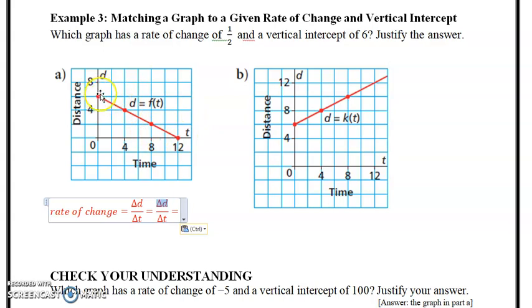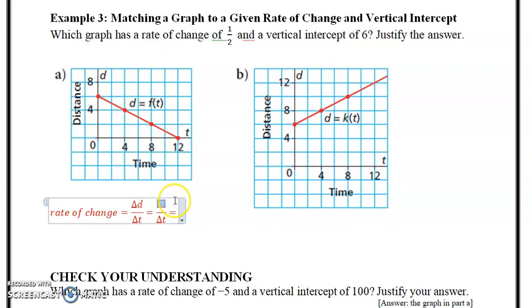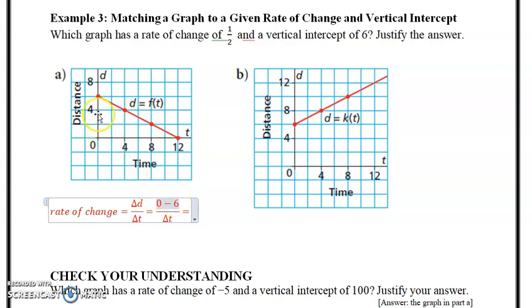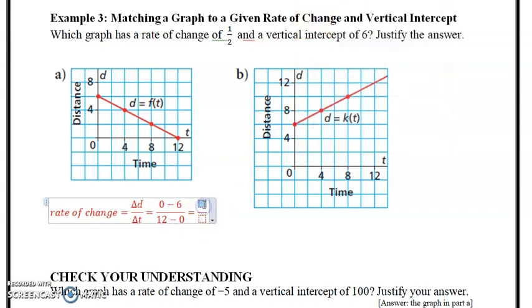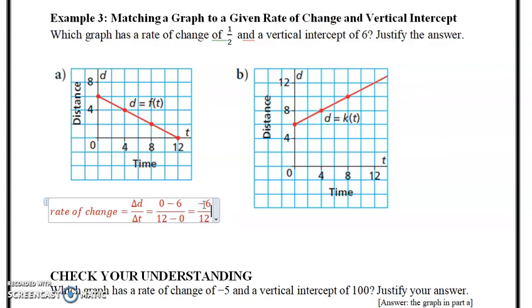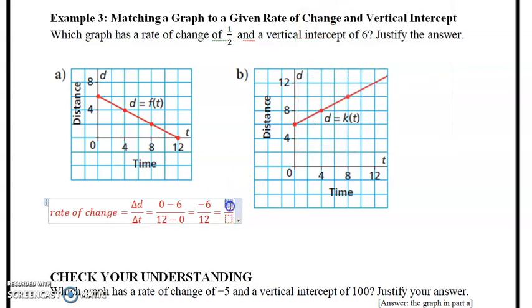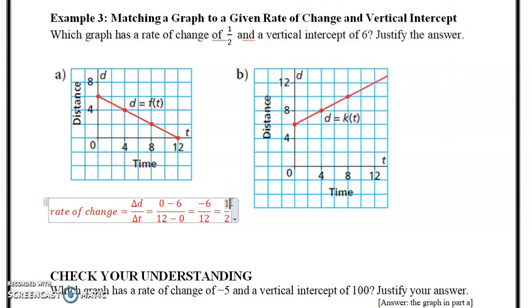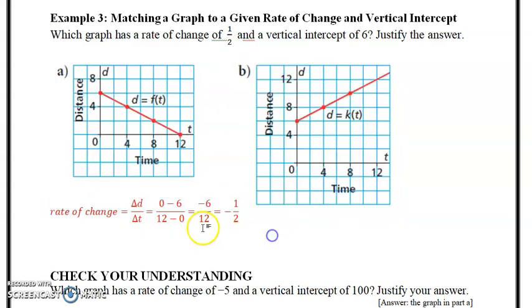You go from this point to this point. This point here has d equal to 6, that one is 0. So you go 0 minus 6. And in time we started at 0 and went to 12, so it's 12 minus 0. That would equal, we insert our fraction, negative 6 over 12, which is equal to negative 1/2. Okay? So this shows why it's not A.